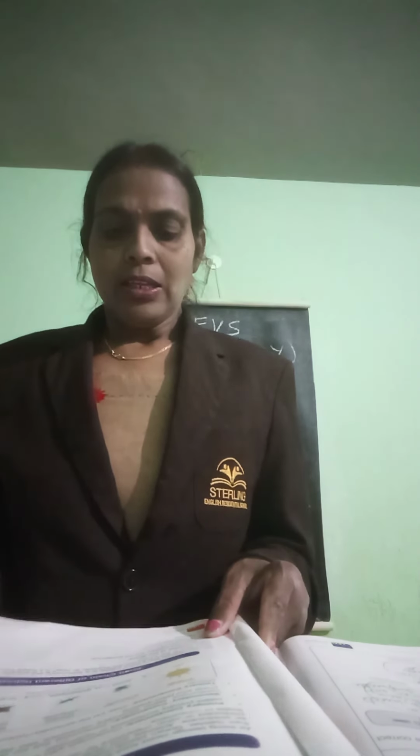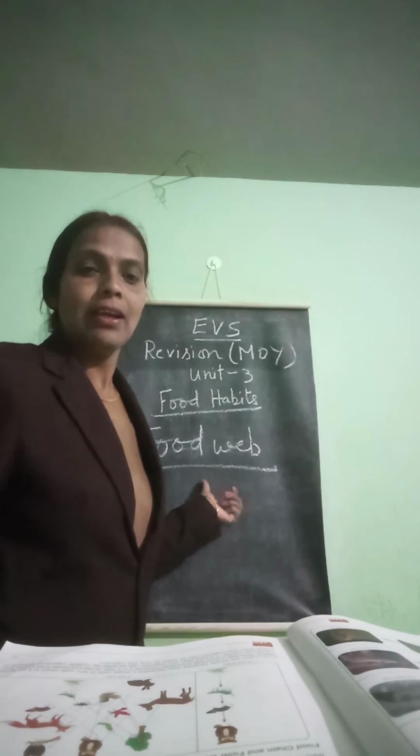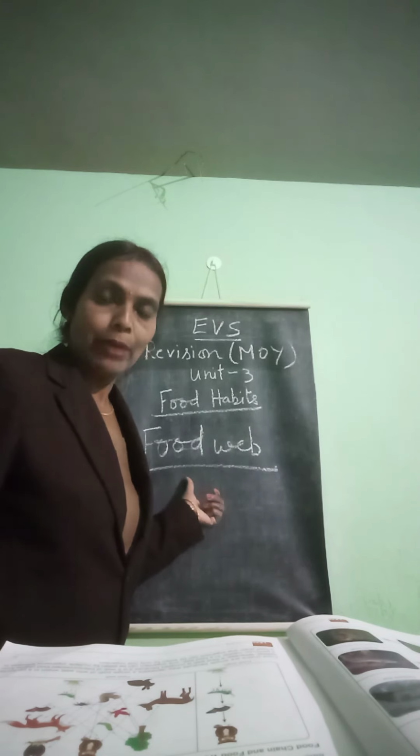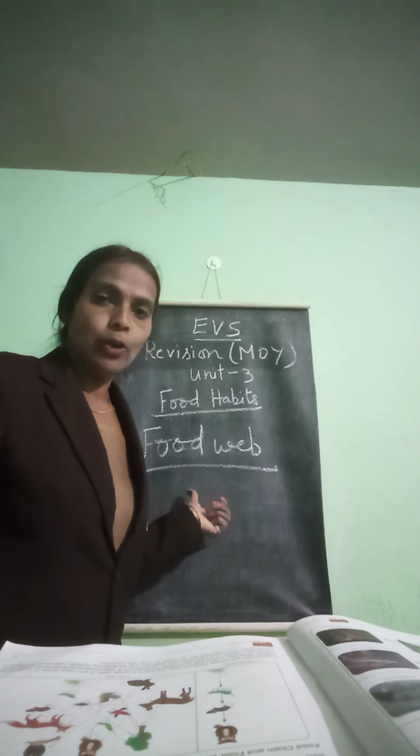Now what is food web? A network of interconnected food chains is called a food web. In a food web there are multiple food chains and one organism can be eaten by many organisms. See this picture: this is food web and this is food chain. Here there is a single path, and here one organism can be eaten by many organisms.